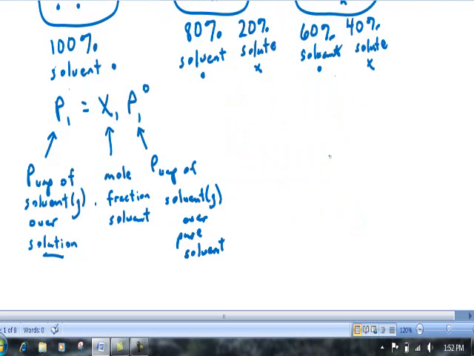An equation that will be of note for these solvents and solutions is this particular equation.